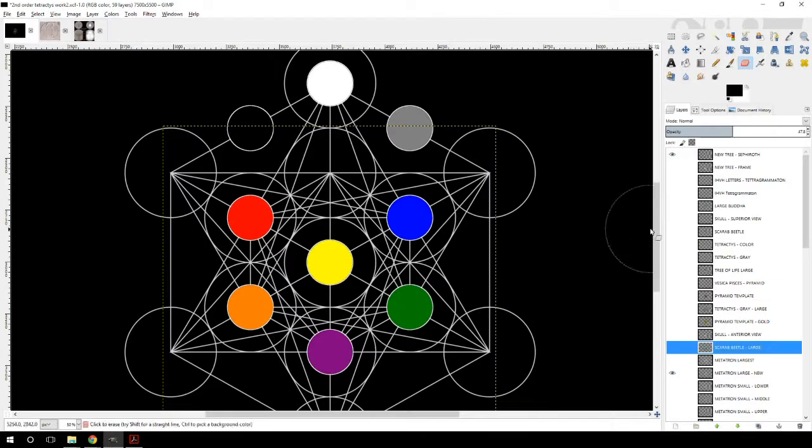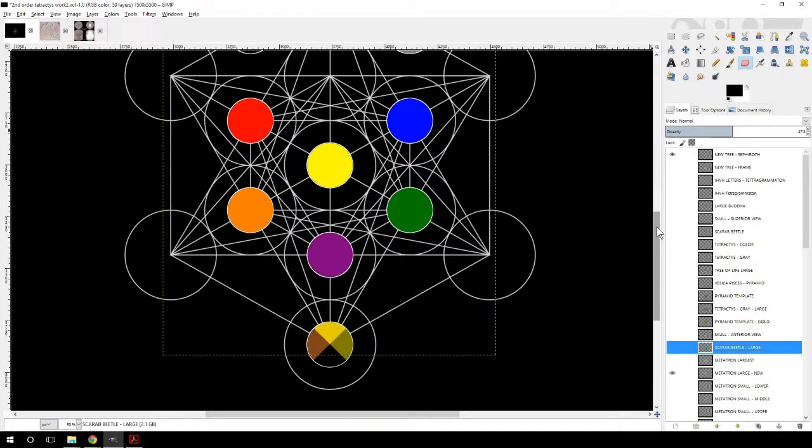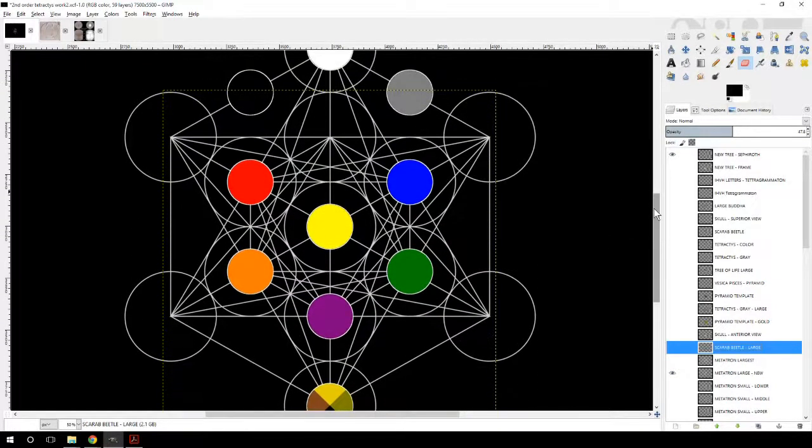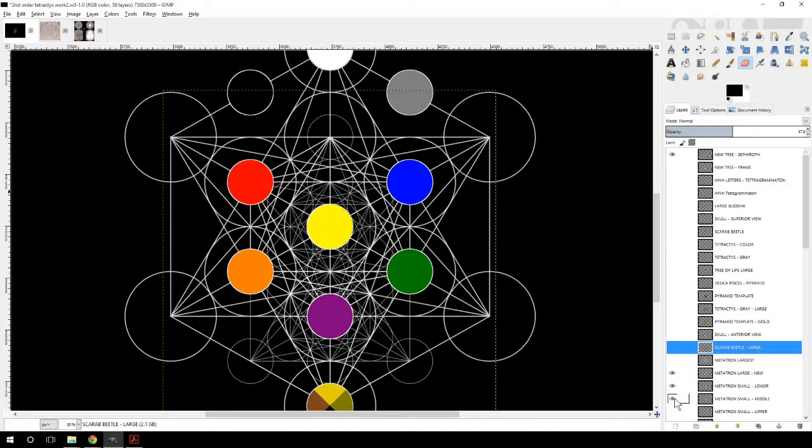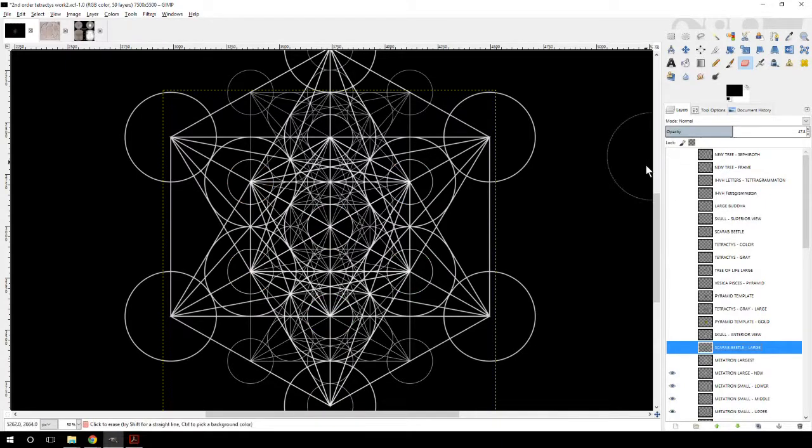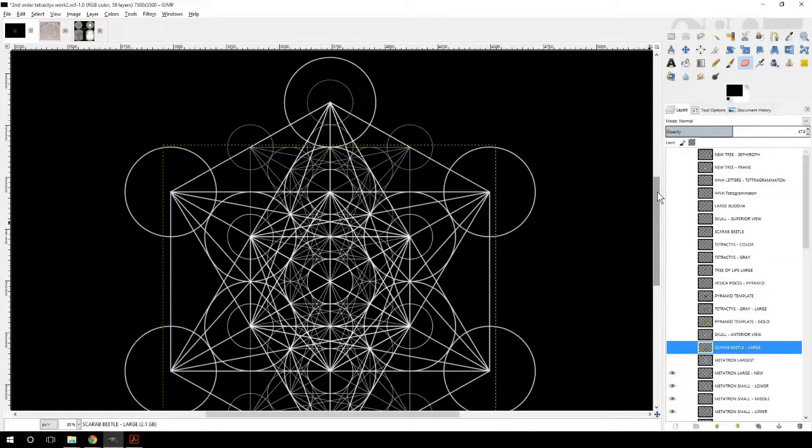And you can see our Tree of Life is smaller than the large image right here, but you can see how everything fits into these areas just perfectly. Well, by scaling these images, let's turn our Tree of Life Sephiroth off now. Now you can see where all the Sephiroth belong on this particular image.